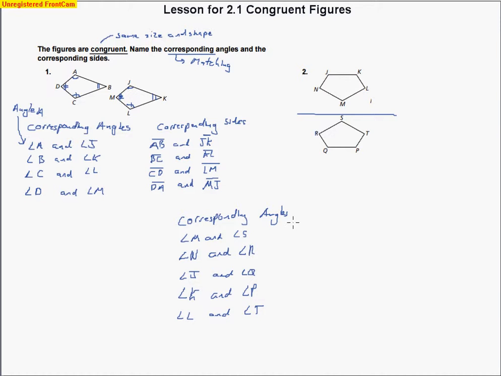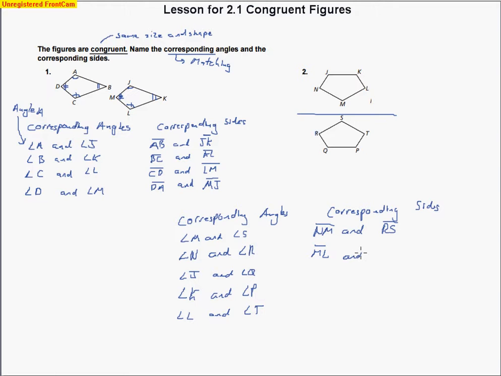So those are my corresponding angles, and then taking a look at the corresponding sides, I would do the same thing I did on the last. So I'll start with N and M. So N, M. And as I look at that, I want to find the side that corresponds to N, and that'd be R, and then the one that corresponds to M would be S. So I would say RS. And so I'll just work my way around, M to L.